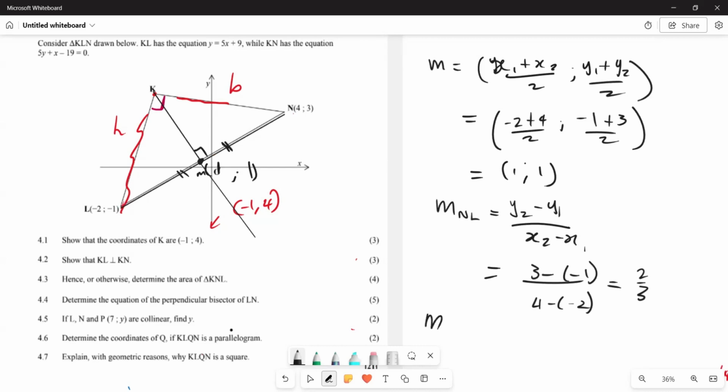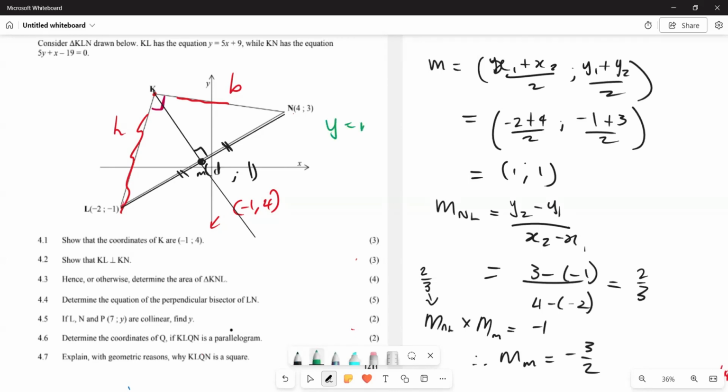Now you know that the gradient of NL multiplied by the gradient of the line at M is equal to -1, because they said these lines are perpendicular bisectors. Therefore the gradient of the line at M, when you substitute 2 over 3 here, you're going to get -3 over 2, which is the gradient of the line at M. And then you can literally substitute, because you have the coordinates.